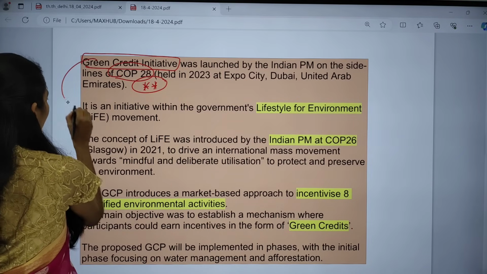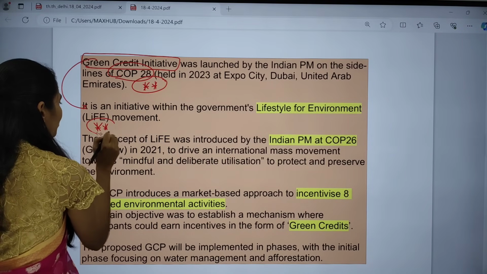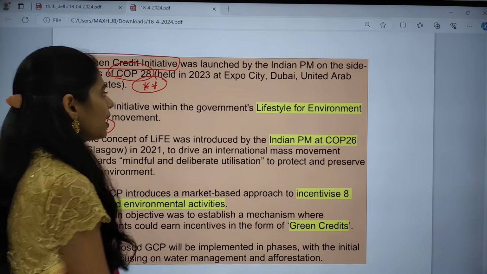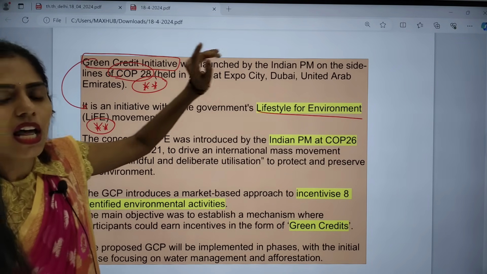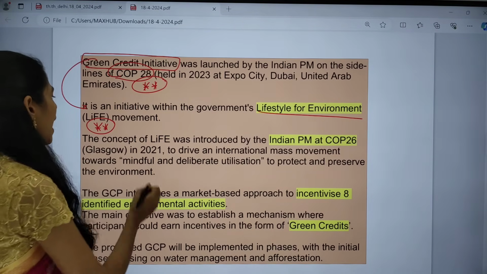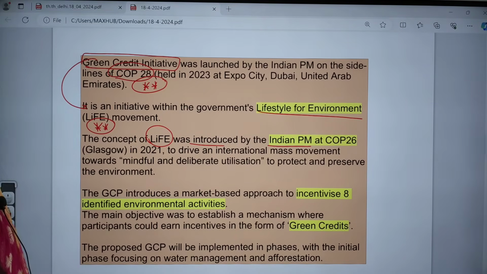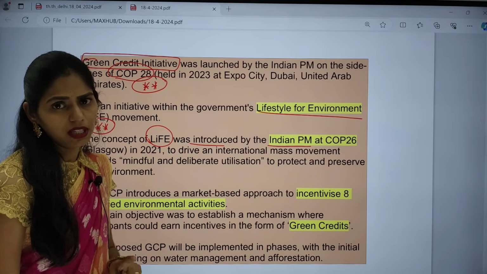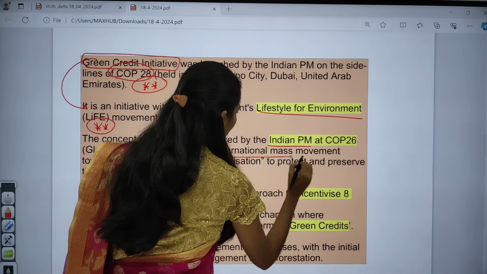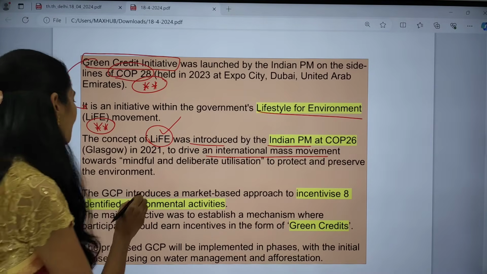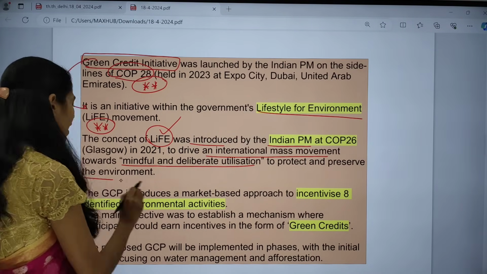And next, this Green Credit initiative is focusing on LiFE. Even this LiFE movement is very important from your environment and ecology point of view. LiFE is nothing but Lifestyle for Environment movement. This Green Credit initiative is helping LiFE, that is, Lifestyle for Environment movement. Actually, this LiFE movement was introduced by our Prime Minister at COP26, held in 2021. From contemporary issues you can expect a question from this LiFE as well. It is an international mass movement focusing on mindful and deliberate utilization, and we are focusing on protection and preservation of the environment.